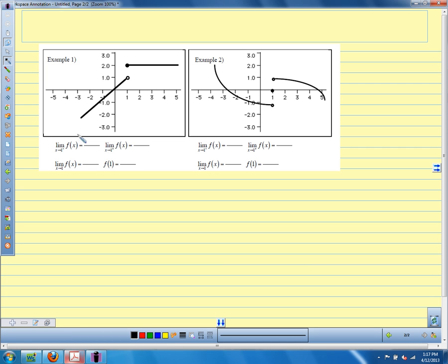So the first problem here says the limit as x approaches 1 from the negative side, or from the left. So I'm tracing along my graph, and we're interested in the function value, the y value. As we're getting closer and closer to x equals 1 from the left-hand side, what is my y value getting close to? 1. As I'm going along here, my function value is getting close to 1. So the limit as x approaches 1 from the negative is 1.